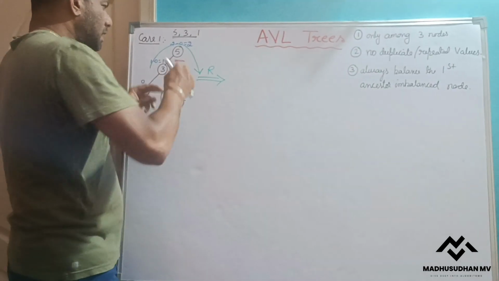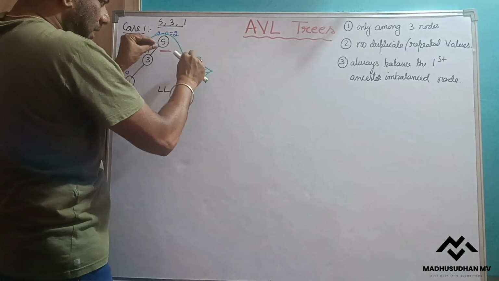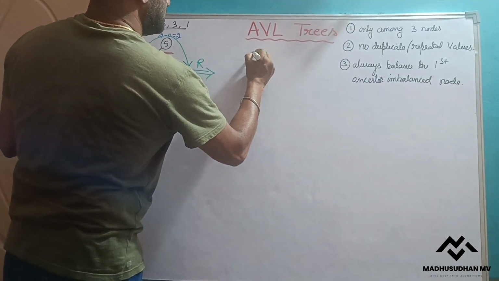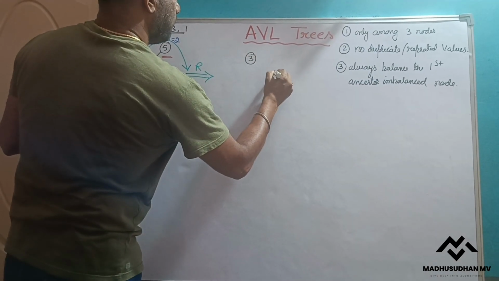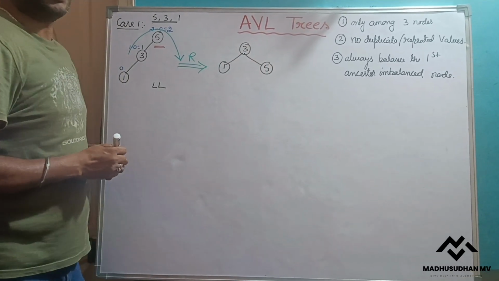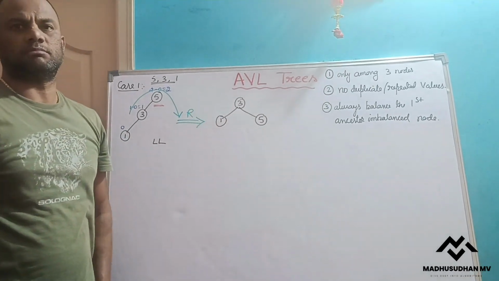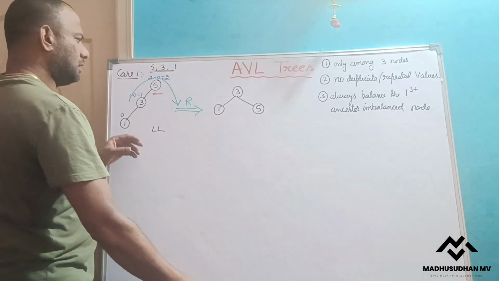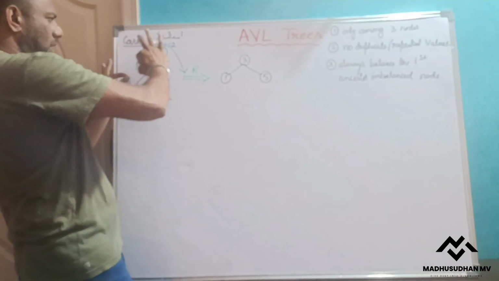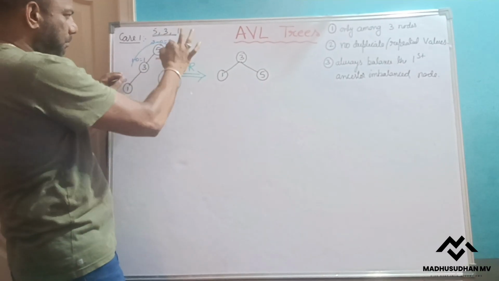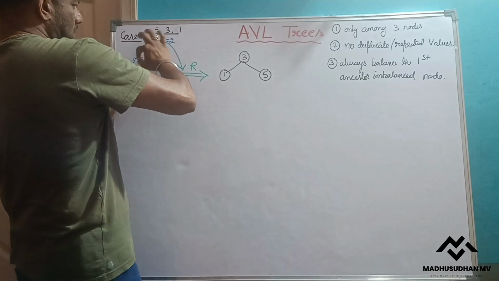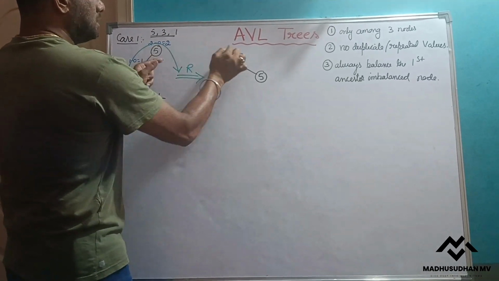If you do right rotation, this one I will bring up. This will come up. So now it will look like this: 3, 5, and this is 1. Now this is my balanced binary search tree. Initially it was like this, now I will bring it like this. If you take any thread and pull like this, obviously it will come up. So that's what I did. This will come up, this will come here.